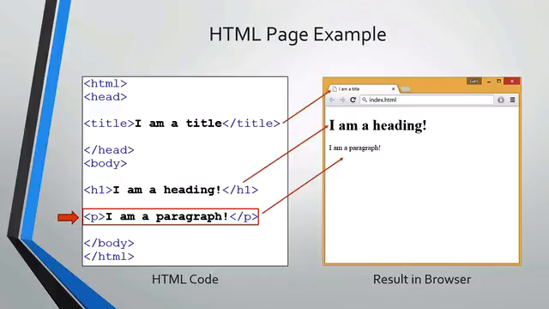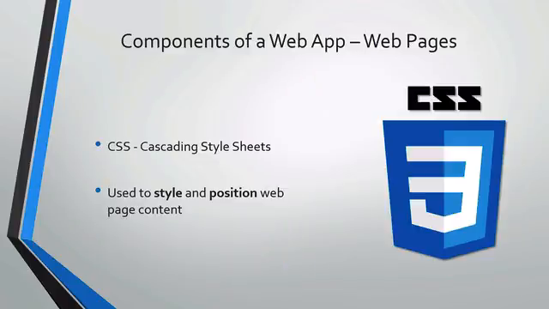So how do we actually move things around? How do we color things? How do we style things? This is where our second component comes in. This is where CSS comes in. So CSS stands for Cascading Style Sheets. And what this is used for, guys, is to style and position your page content. So it's going to be used for things like adding colors, adding different fonts, moving things around the page, all of that stuff. So HTML is going to give us the text of our website, hypertext markup language, and CSS is going to give us all of the style.